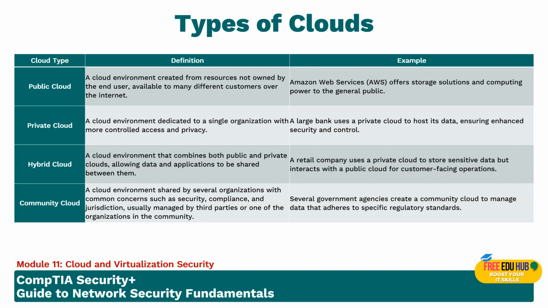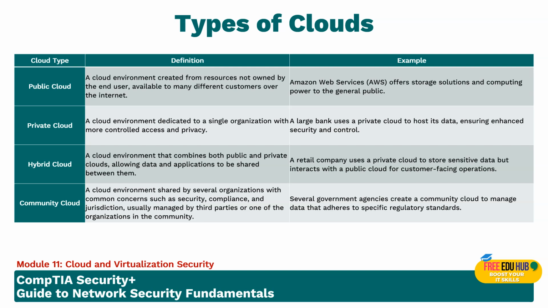So if we are talking about a public cloud, it is a cloud environment created for resources not owned by the end user, available to many different customers over the internet. So we can say that Google Cloud Platform, Amazon Web Services, and Microsoft Azure are the classic examples of public clouds. This model offers high scalability and flexibility without the direct responsibility for managing the infrastructure. It's typically the most cost-effective option as it utilizes a pay-as-you-go model where you pay for the services you use. So an example could be Amazon Web Services, etc.